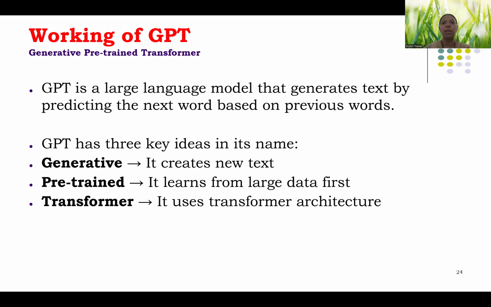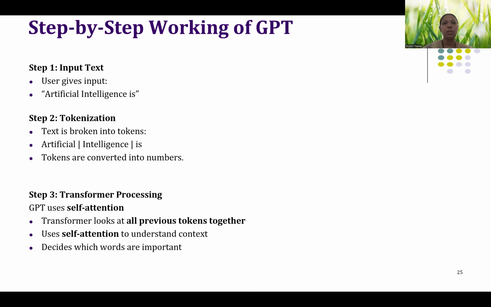Generative means it will be creating new text. Pre-trained means it has been trained with large data, maybe books, maybe web content, PDFs. Transformer means it uses the transformer architecture. In the previous video I also told you the specialty of transformers is self-attention. Together we call it GPT. So here is a step-by-step working of GPT.